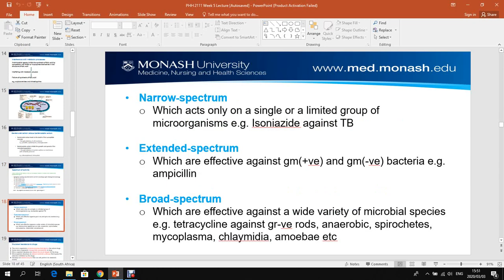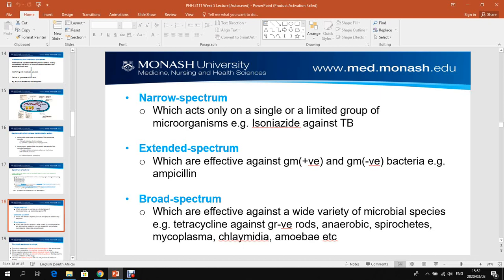So, based on those morphology and based on the characterization of these microorganisms, scientists have been able to determine the spectrum of activity of such microorganisms. The first group is what we call narrow spectrum microorganisms or activity. These are drugs basically which act on a single or limited group of microorganisms. They are highly specific. For example, isoniazid, which actually eradicates TB. They react on TB alone. They cannot react with any other microorganisms.